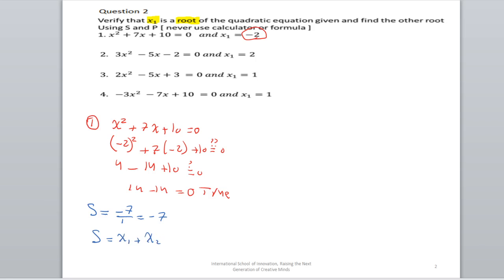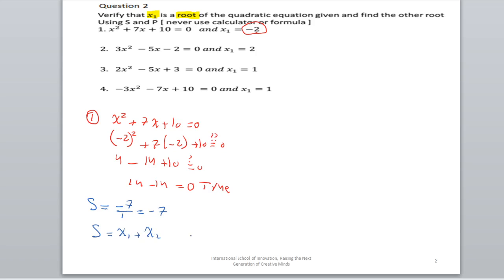So what should you do now? It's very easy. You do it like this. S equal minus 7, just substitute it. x1 substituted by negative 2 plus x2, and this will give me that x2 equal to negative 7 plus 2, which is equal at the end to negative 5. Okay, so this is x2.